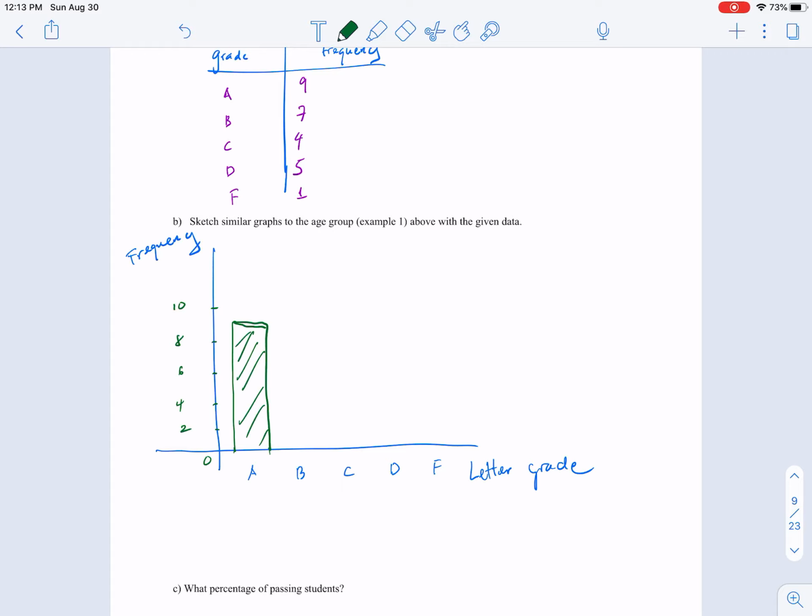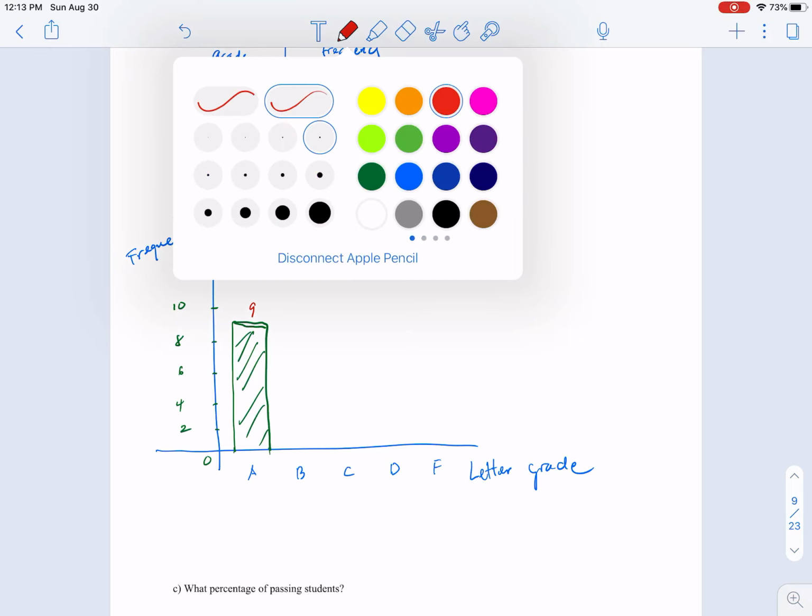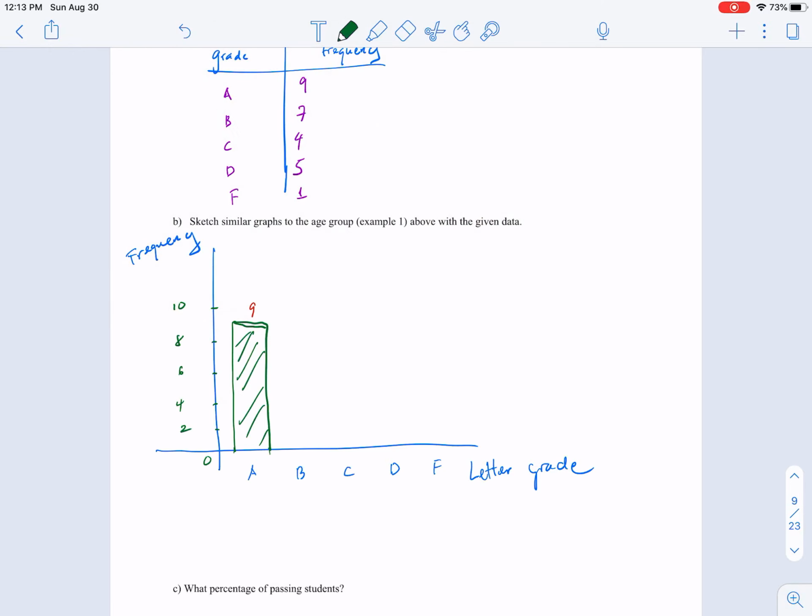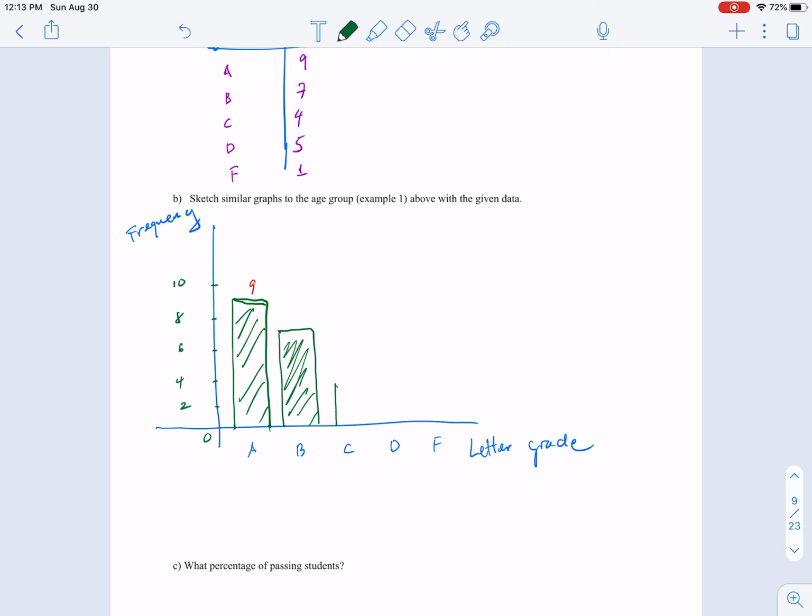So that's 9. Let's label that as well. And then B, there are 7. So let's say B is 7, so it's right there. All right, 7. And then C is 4. D is 5. F is 1. Okay, so 9, 7, 4, 5, 1. So this would be an example of a bar graph.